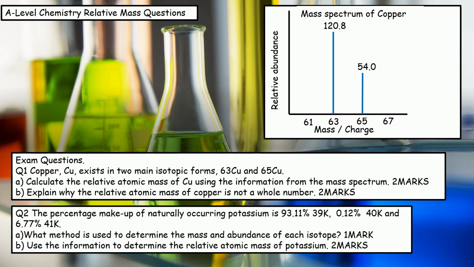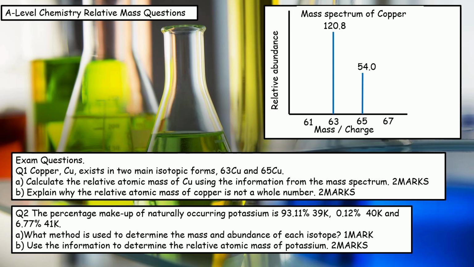And this is an A-level chemistry set of questions on relative mass. So look at these questions. We've got question 1. Copper, Cu, exists in two main isotopic forms, copper 63 and copper 65. A. Calculate the relative atomic mass of copper using the information from the mass spectrum, and it's worth 2 marks. B. Explain why the relative atomic mass of copper is not a whole number. That's worth 2 marks.